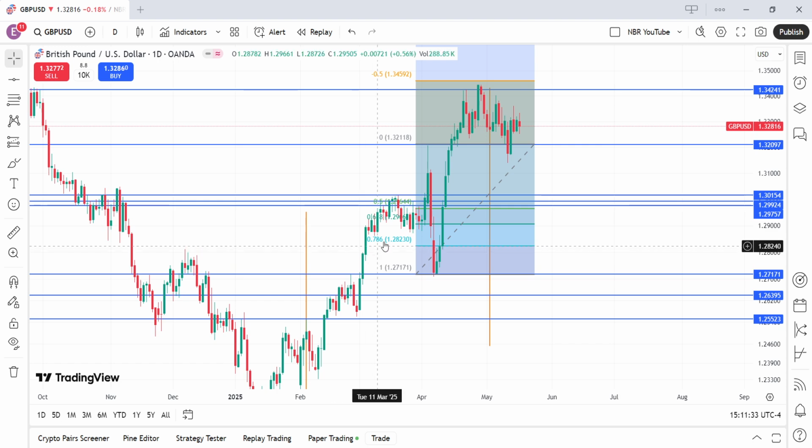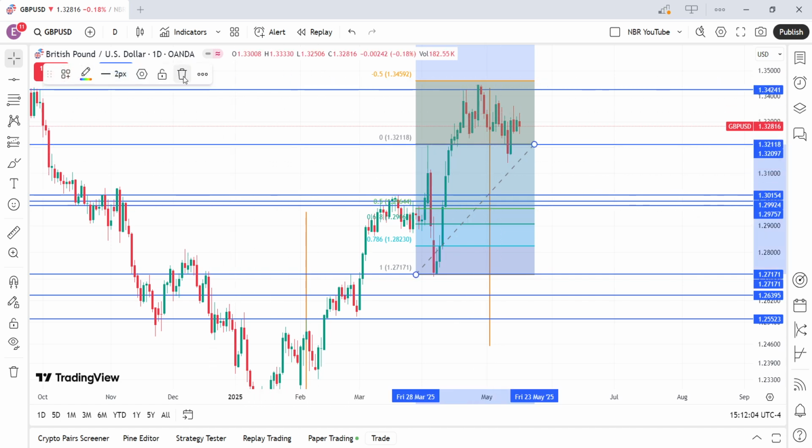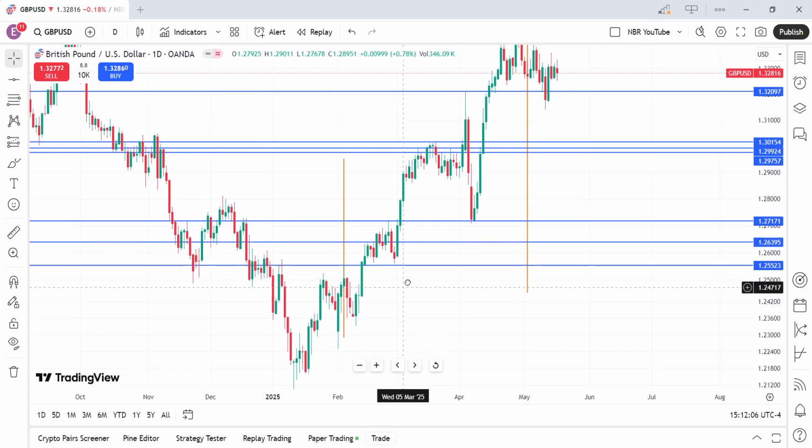Did you focus with me on what I did? I put it on the psychological level or on the previous swing high, and then I took my trade when it got in. And here it went down and pushed back up again into the TP1 and TP2. Also, let me show you something else.